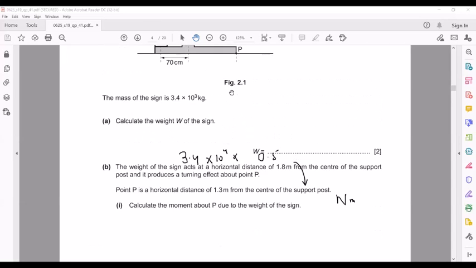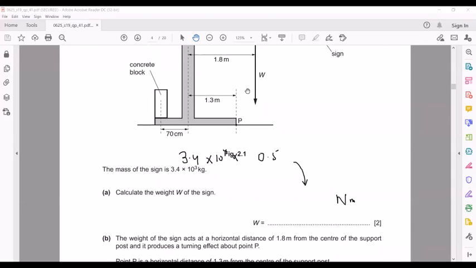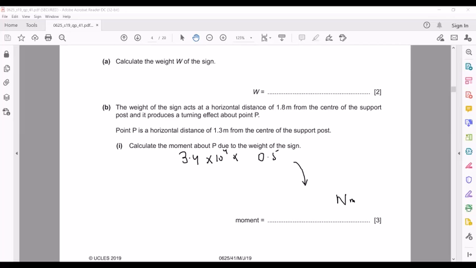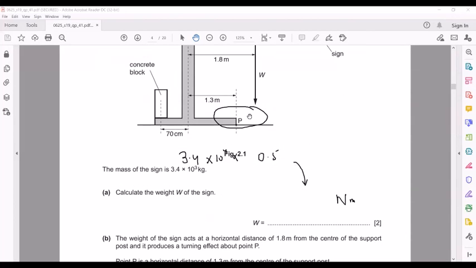Why can we not take 1.3? Because we always take a distance from the pivot. As they already mentioned in the question, you have to take about P. So P is the pivot. So we have to take all the distances from P when we are calculating a moment. And the force and distance should be perpendicular. We always take a perpendicular distance between the force and the pivot. So weight is acting downward. If I extend this line, this is 3.4 into 10 to the power 4 newtons. And what is the distance from the pivot? The perpendicular distance. This region is the perpendicular distance. That's why we are taking 0.5, not 1.3.